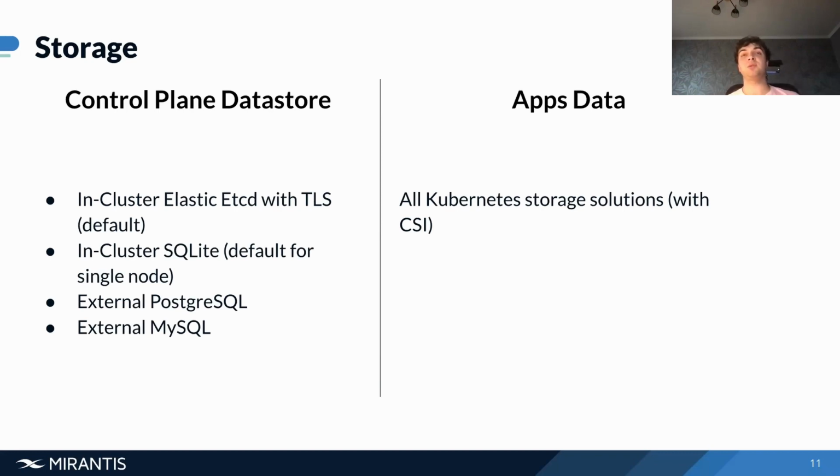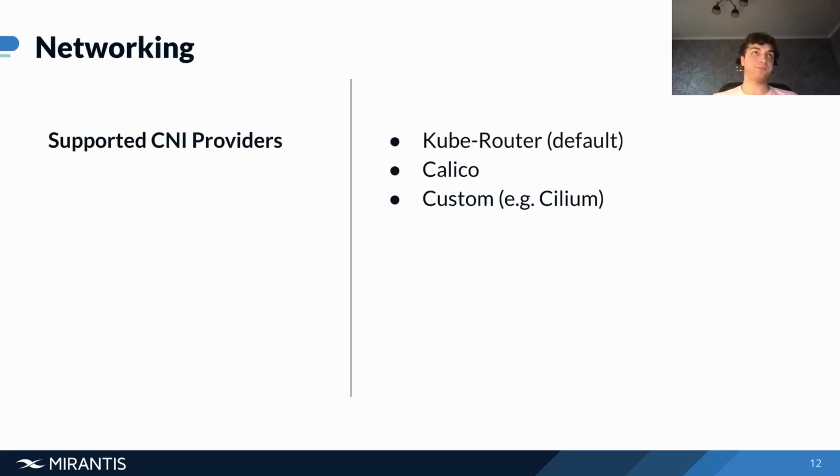And for application data, it can be integrated with any CSI solution. So for example, if you want to use an AWS S3 bucket to store your application persistent data, you can easily do this. Or, I don't know, if you want to use Rook, please do this. It is easy to do, easy to set up. So it is compatible with any CSI solution.